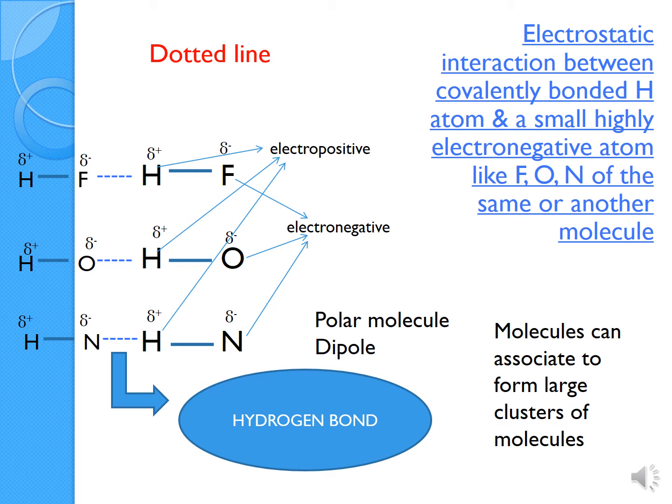So this is how we define hydrogen bond. It is an electrostatic interaction between a covalently bonded hydrogen, that is a hydrogen which is already bonded to another atom, and a small but more electronegative atom of the same or another molecule. And the atoms which can form hydrogen bonds, examples are fluorine, oxygen and nitrogen.